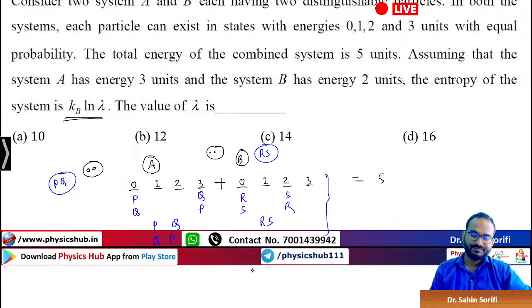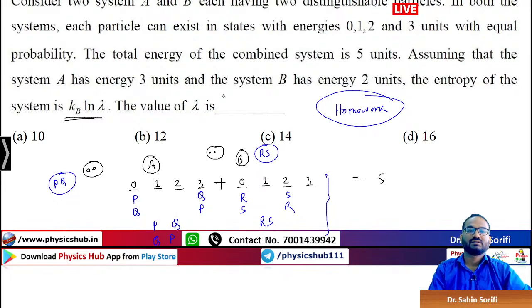Are you getting it? So you will try this problem at home. I am giving it to you as homework. I have given you sufficient hint. You will do it at home. So you have to calculate the entropy, right? The entropy is given by the total number of microstates. From this you can calculate the microstates.